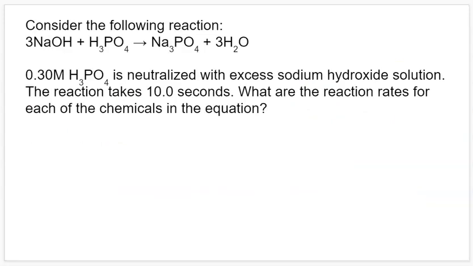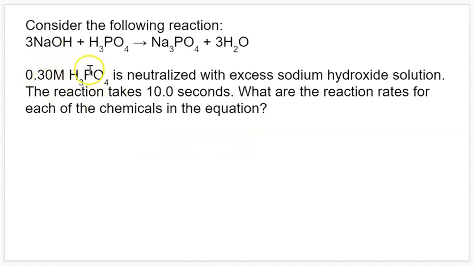So let's consider the following reaction. We have 3 sodium hydroxide plus phosphoric acid making sodium phosphate and 3 water molecules, which is an acid-base neutralization reaction. So say that our phosphoric acid had a concentration of 0.3 molar, and we're reacting with excess sodium hydroxide solution. So we don't really care what the starting concentration of that is. We find that the reaction takes 10 seconds, and we want to know what the reaction rates for all of the chemicals in the process are.